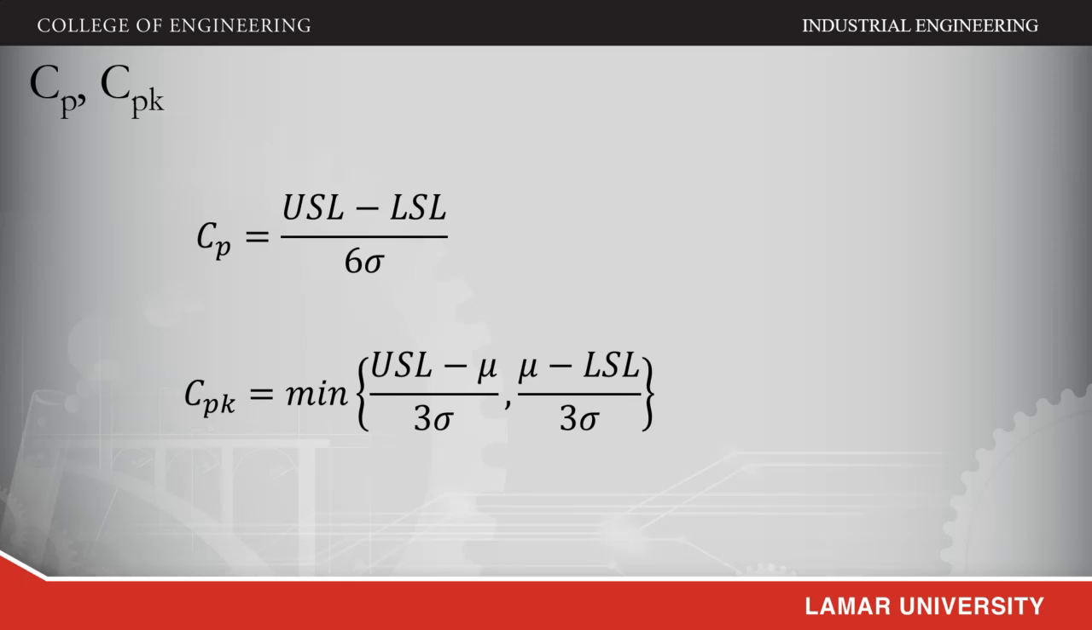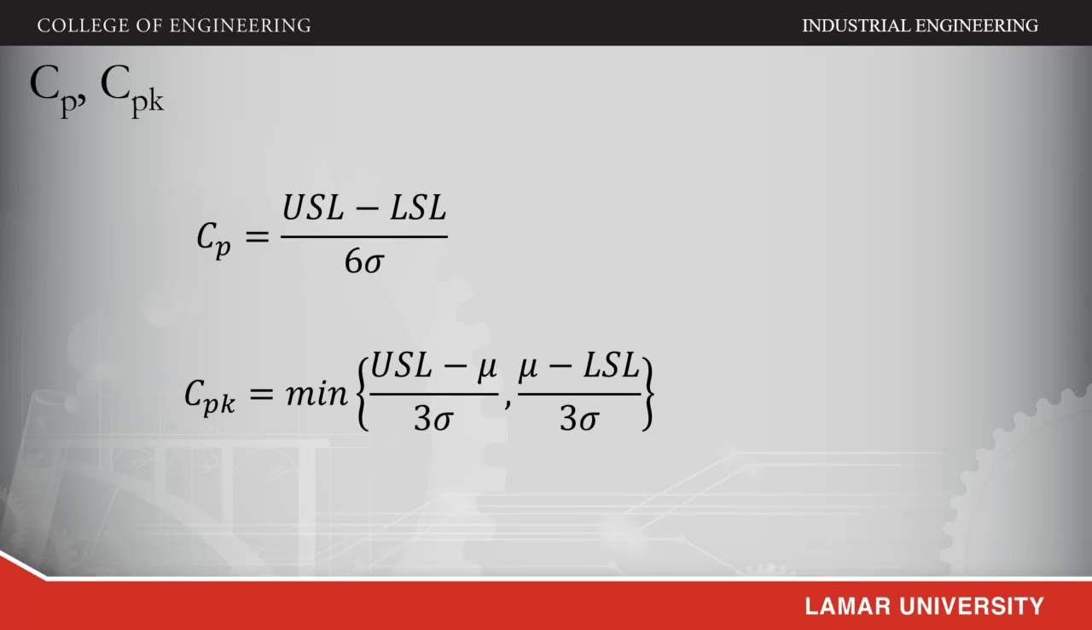That problem is solved with CPK. CPK uses the smallest of the two sides towards which the difference is. In other words, if the upper specification limit minus mu is smaller than mu minus the lower specification limit, we are going to use the smallest of the two because that will be the most critical. And instead of using 6 sigma, we are going to use 3 sigma on either side. So now this is an actual measure that compares not only the width of the range, but also the centralized performance of the process.